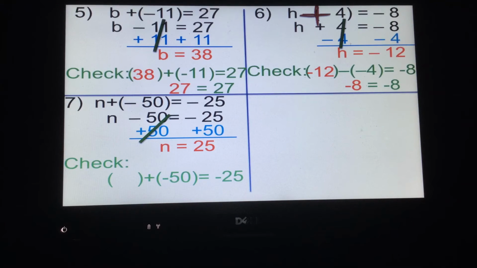Let's just check now. So we have 25 plus a negative 50. Put that together, we get negative 25. So we get negative 25 equals negative 25.